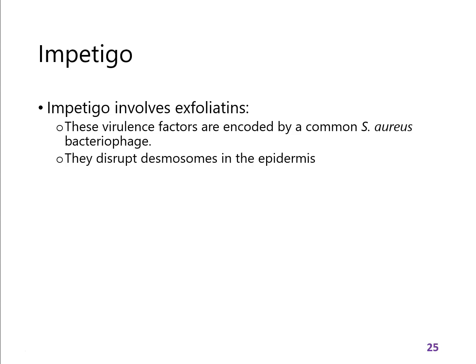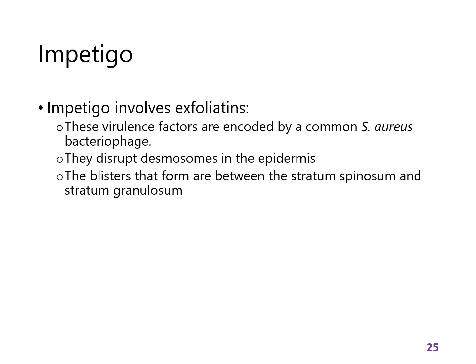What happens is the desmosomes that connect cells within the epidermis get disrupted. In some cases, cells lose their strong connections, and it weakens the epidermis. So blisters form between two different layers of the epidermis, between the actively growing cells and the cells that are transitioning into the keratinized state.